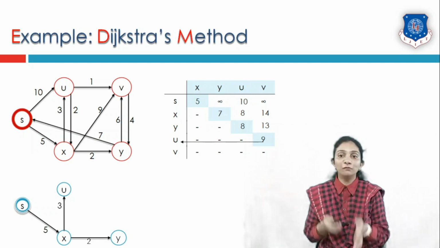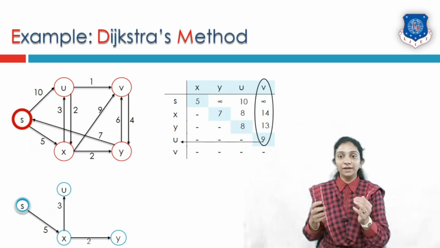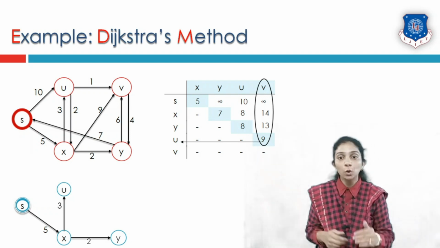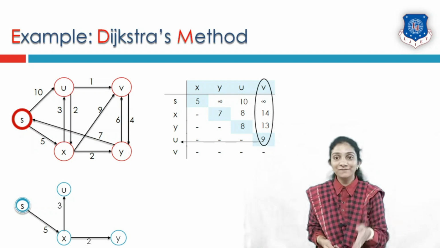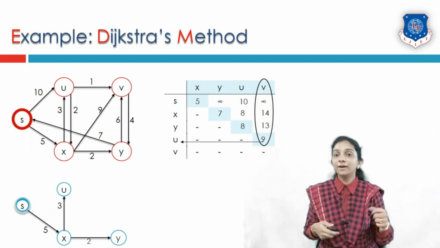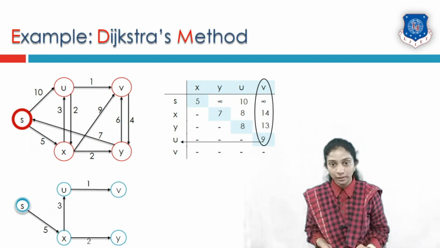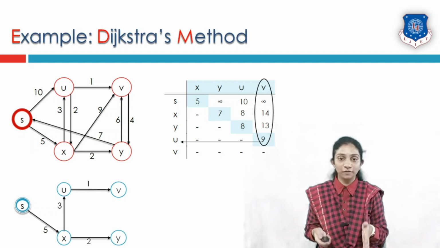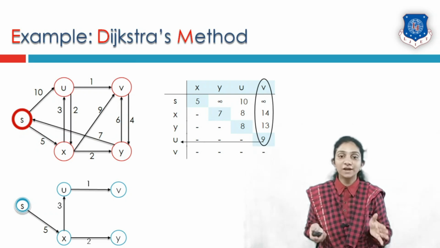Similarly for column v, the final value is 9, and that 9 value is generated at which row? Row number u. So we will have V's parent as u, or we will have an edge from u to v. So this is your resultant single source shortest path Dijkstra's method.